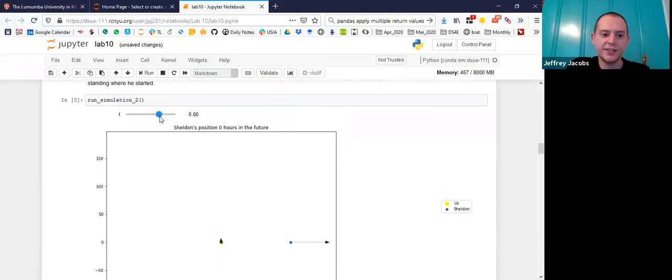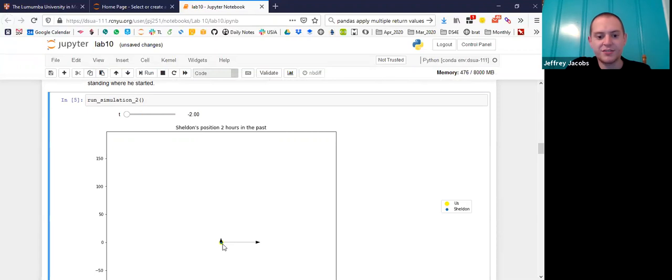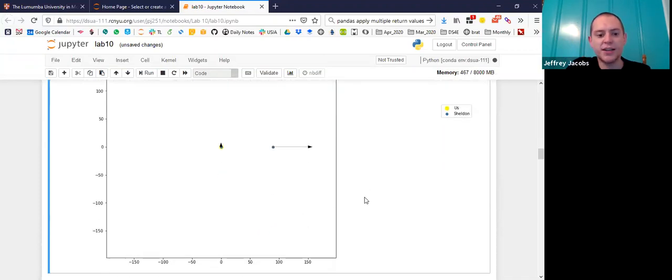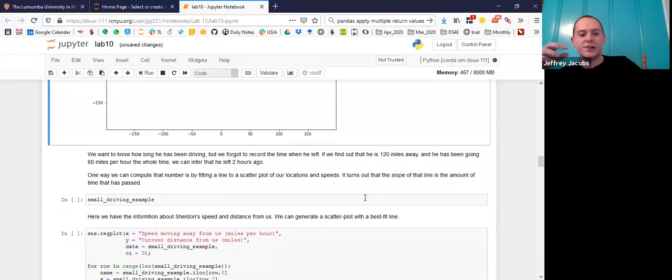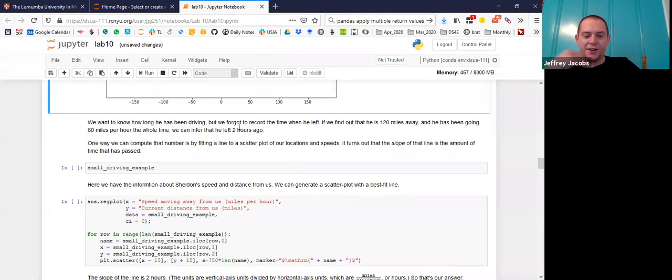So we can kind of use the slider in the same way as we did before. If we run it back all the way to the beginning, Sheldon is right on the exact point where we are, but after 2 hours, Sheldon is some certain amount of distance away. And we want to know how long he's been driving, but we forgot to record the time when he left. So if we find out that he's 120 miles away and he's been doing 60 miles per hour the whole time, we can infer that he left 2 hours ago, right? It's like algebra. You're solving for t.